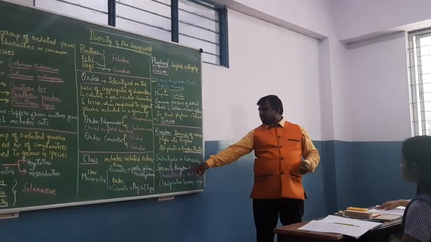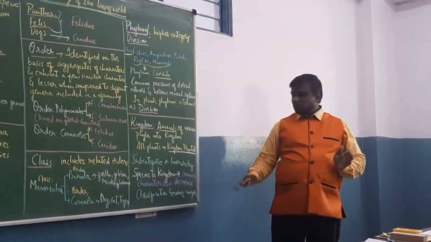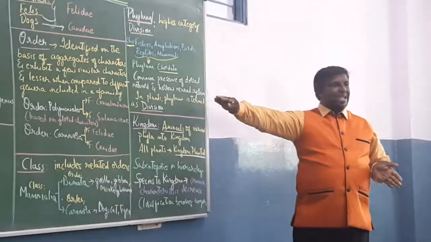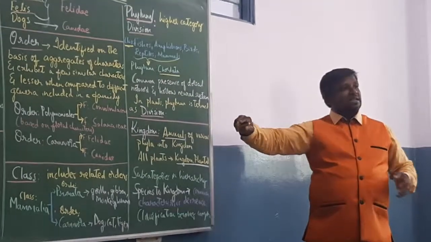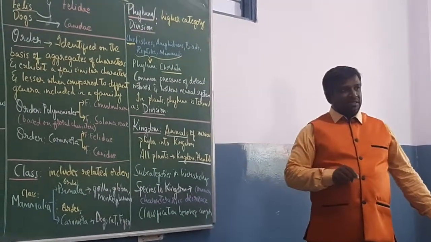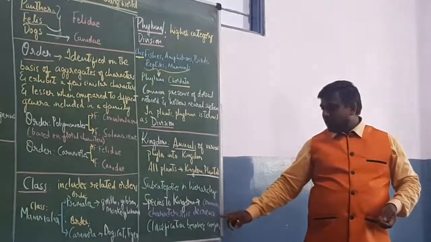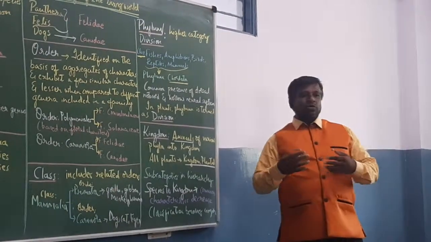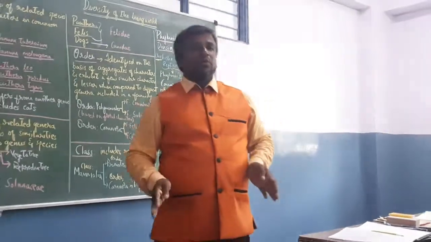From species to kingdom, you will find that common characters go on decreasing. The higher the level, the fewer the common characters. Similarities will be more at the lower levels and lesser at the higher levels. That is what you have to remember, and classification becomes complex because of this. So this is what I wanted to discuss for today's class.